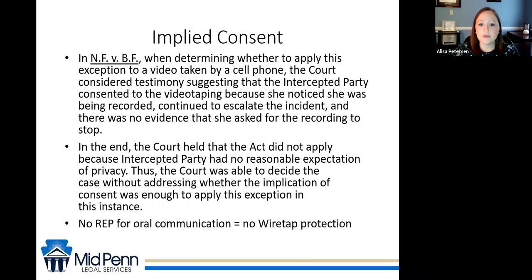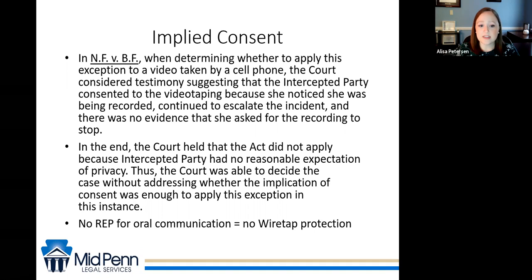In another case dealing with implied consent, NF versus BF, I believe the parties were speaking in a public park face to face. So we know there that we are dealing with the possibility of an oral communication. On whether to apply this exception to a video, the court looked at testimony suggesting that the intercepted party consented to the videotaping because she noticed she was being recorded, continued to escalate the incident, and there was no evidence that she asked for the recording to stop.